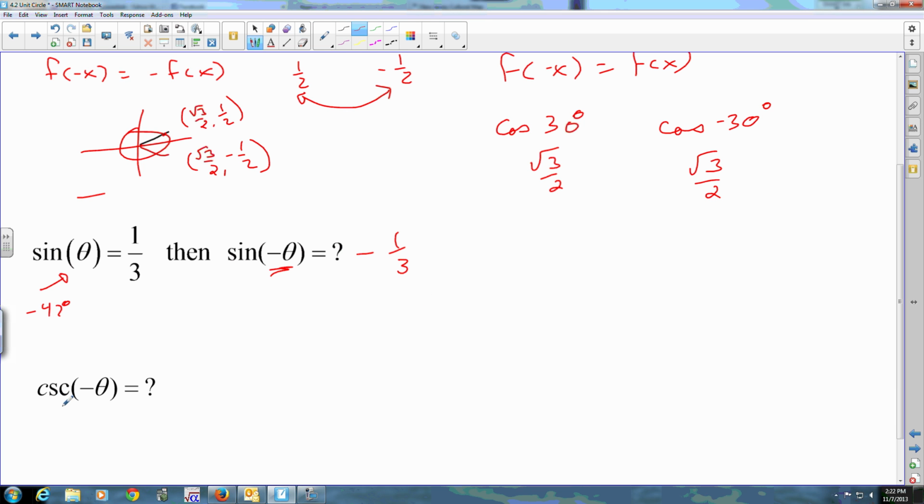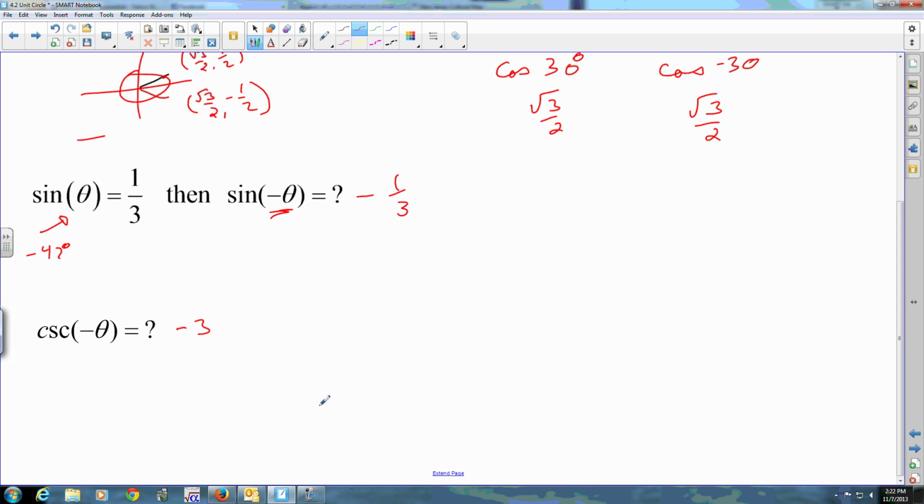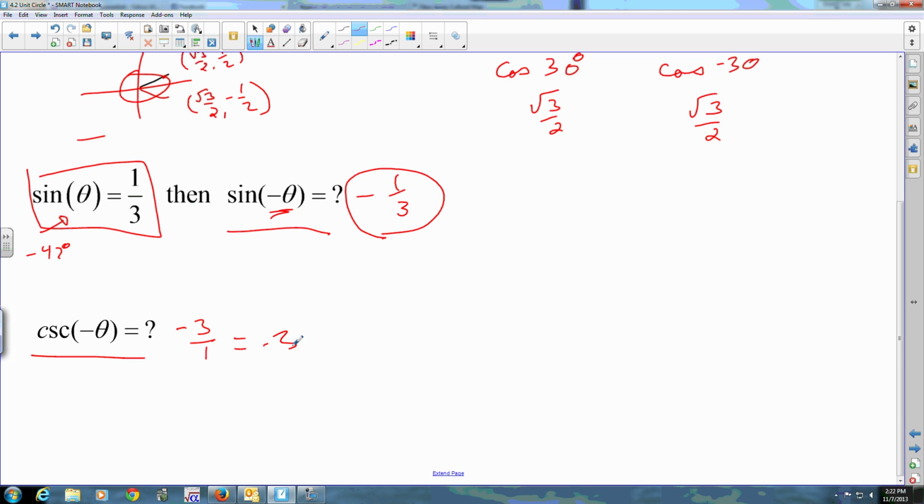Okay, cosecant of negative theta then. Cosecant is related to sine. If sine of negative theta is negative a third, then cosecant of negative theta is negative 3. So if I give you this and ask you that, first find the sine rotating the other way. Take that answer, and because cosecant is the reciprocal of it, take the reciprocal. So negative 3.